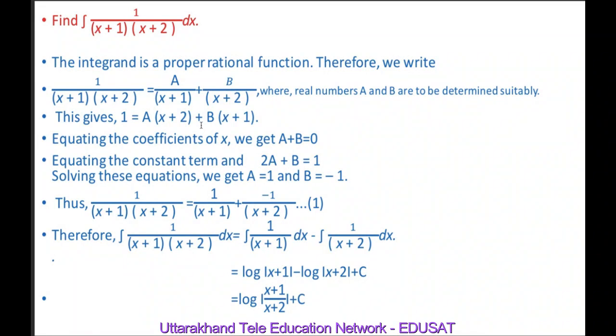Now we will find these constants a and b. For this, first of all we will equate the coefficient of x on both sides. If we multiply inside by a, we get ax plus 2a plus bx plus b. So the coefficient of x here is a, here it is b, and on the left side it is 0. It means a plus b equal to 0.